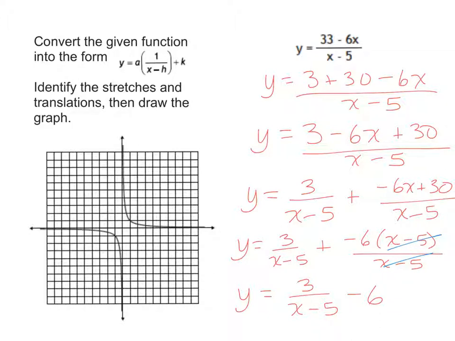And from there, I can say what the transformations are. Now we can see that there's a vertical stretch by a factor of 3, a horizontal translation 5 units to the right, and a vertical translation 6 units down. And then we could make the new graph from that.